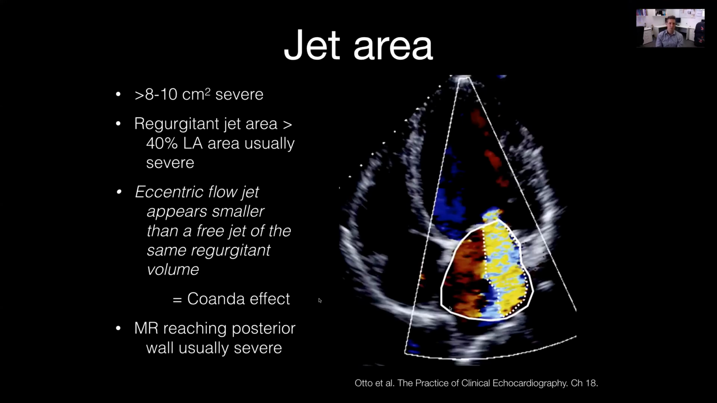So a jet area of more than 40% suggests severe; they can talk about 60% sometimes in other guidelines. The eccentric flow jet appears smaller than a free jet, because of the Coanda effect. MR reaching the posterior wall is usually severe, and that is very dependent on your settings.